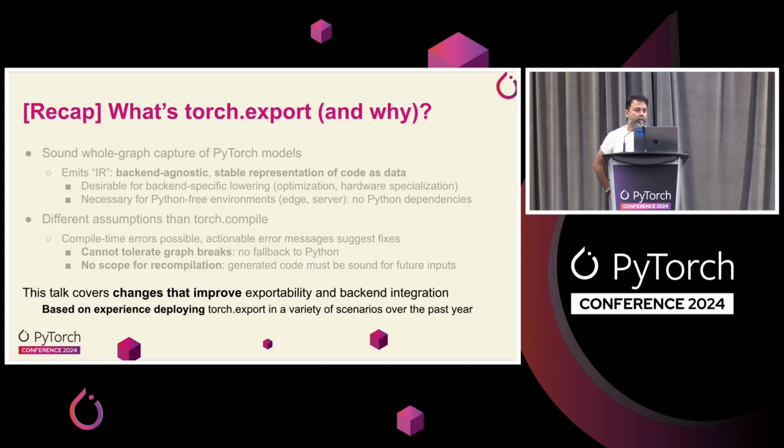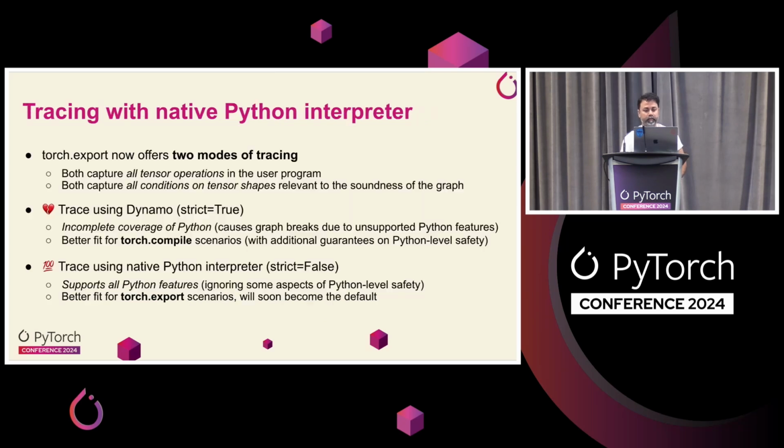All right, so over the past year or so, we have been deploying TorchExport in a variety of scenarios inside Meta, and we have gained some valuable insights along the way, and we have made some careful enhancements to the product based on those insights. So this talk is going to talk about those changes. The first major change has to do with graph breaks. We used to trace with Dynamo. Now we also trace with a native Python interpreter. And this tracing essentially is a process that takes your model and generates a graph from it.